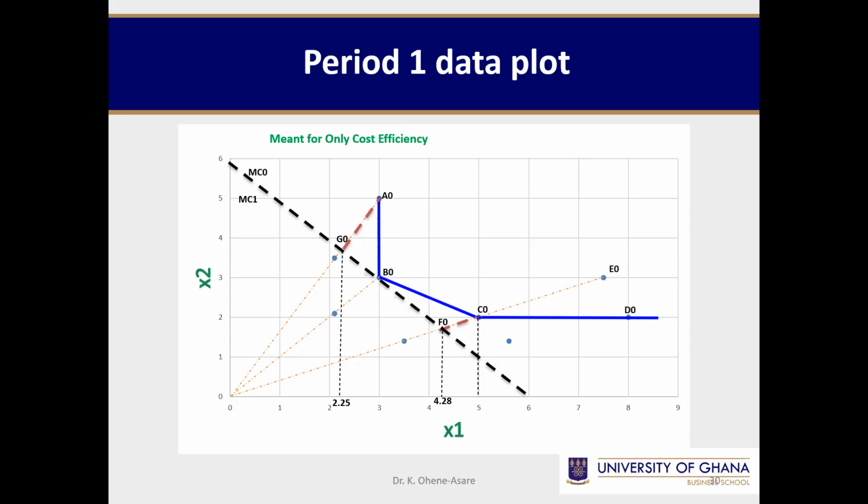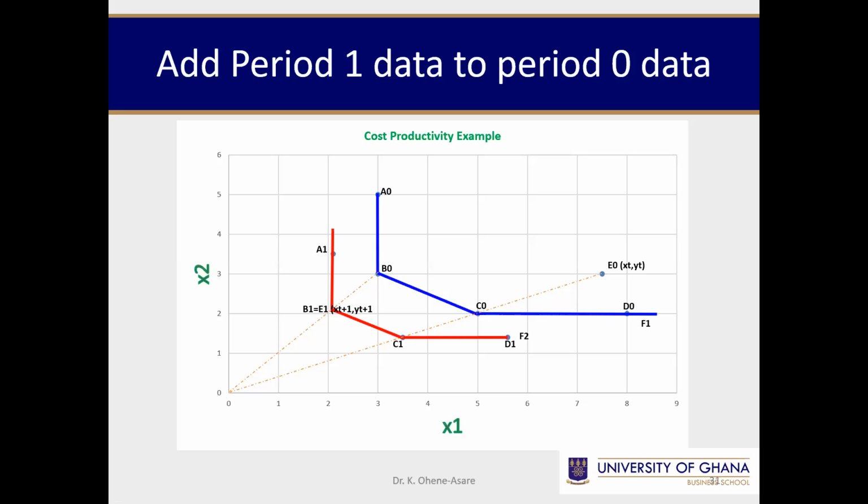Now let's move on. Then we also include the year 1 data. Let's focus on year 0 and year 1. So if you look at the year 1 data, it is a red frontier. And then the year 0 data, it is the blue frontier. This is how you would have normally estimated technical productivity. So this graph you're seeing on your screen doesn't include the cost.